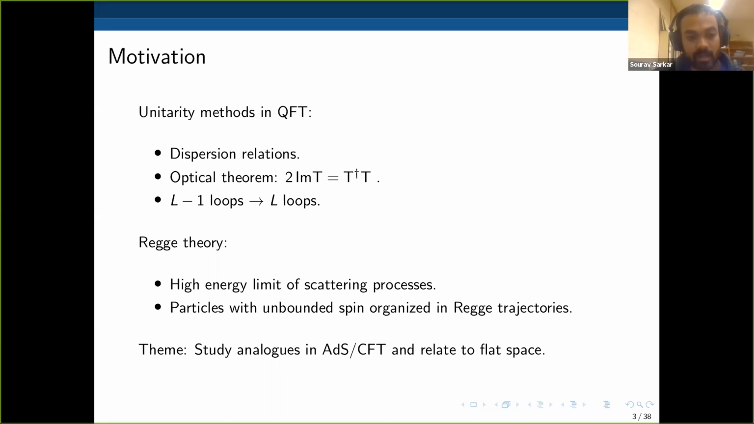And the other subject that we'll be dealing with is Regge theory. So the Regge limit is the high energy limit of scattering processes. And in this limit, we typically have to sum over some Regge trajectories on which we have particles of unbounded spin. So the broad theme will be to study these topics in the context of AdS/CFT, and then we'll also relate them to flat space.